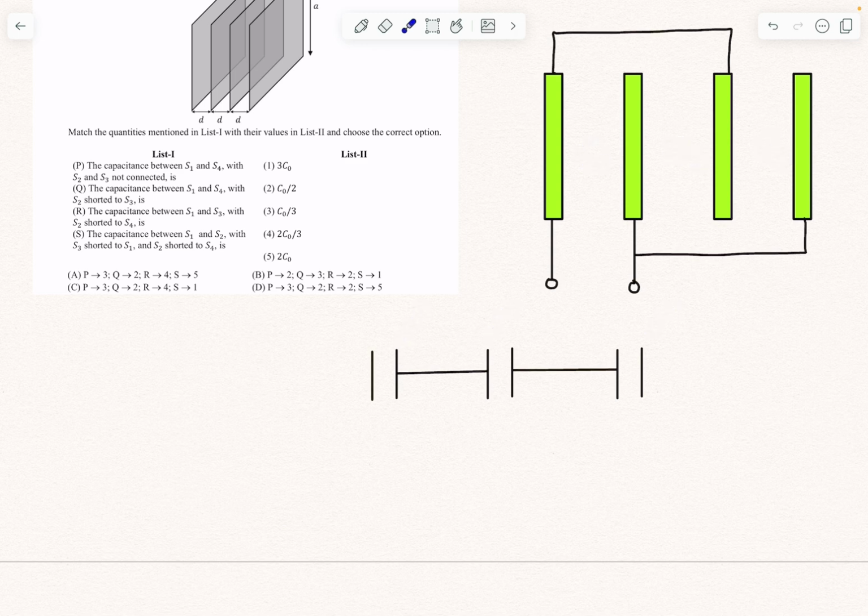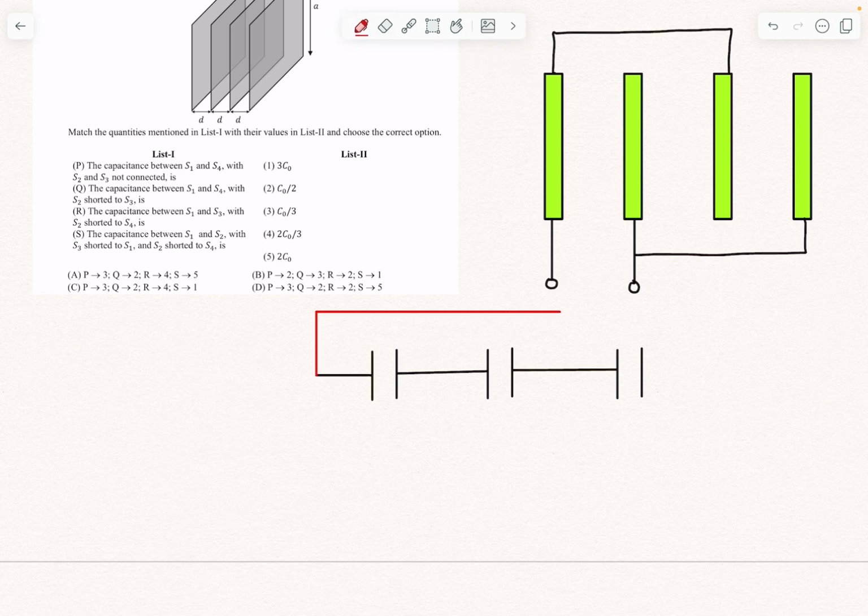I split this middle plate into two plates, something like this, and then I connected them with a connecting wire. I did the same for this plate as well. I split it into two plates and then connected it with a connecting wire. Now plate 1 has a connection with plate 3, right? So now plate 1 is over here, right? So I'm going to use a different color.